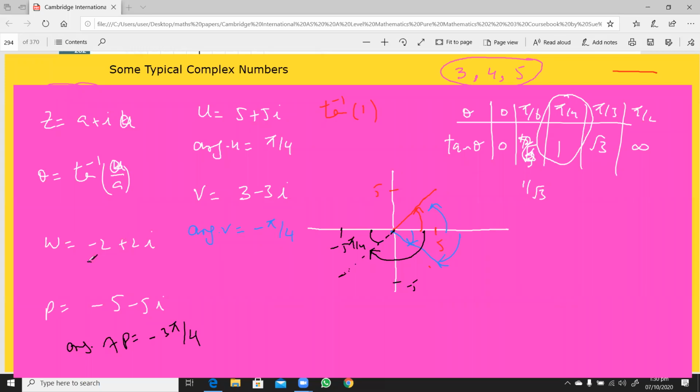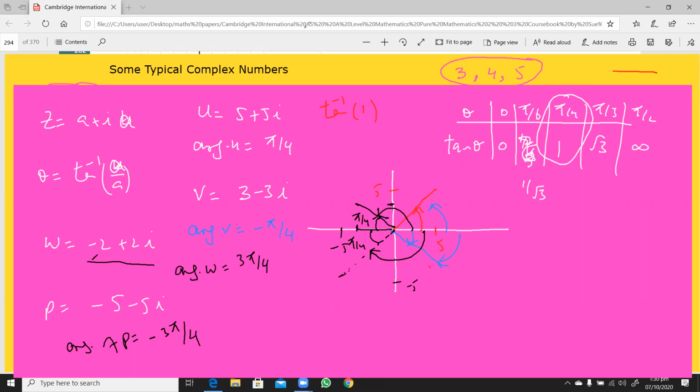Okay, now look at this minus 2 plus 2 iota. So this is minus 2 here and this is 2 over here. So you go in this direction. So you know that this is going to be pi by 4. So how much is going to be this argument here? That is 3 pi by 4. Argument of W is 3 pi by 4.